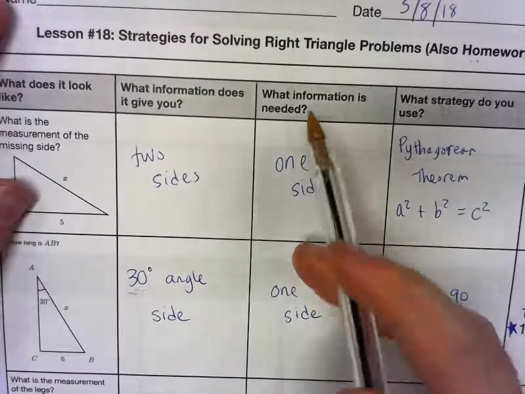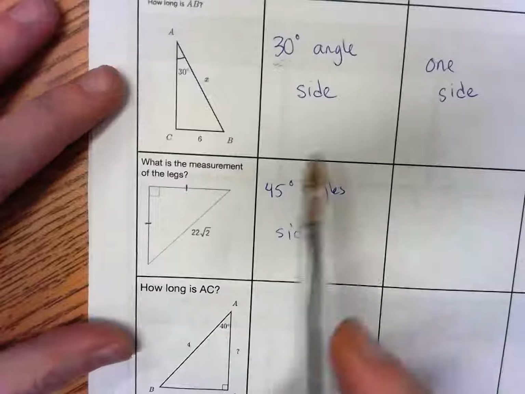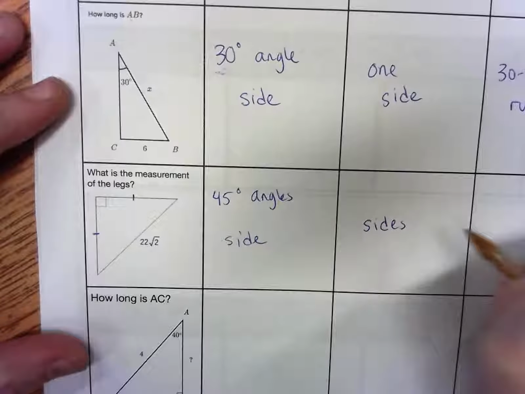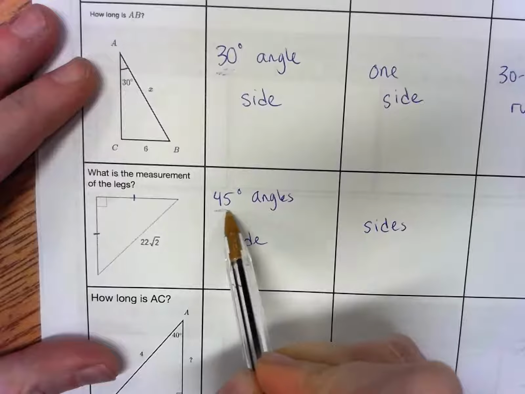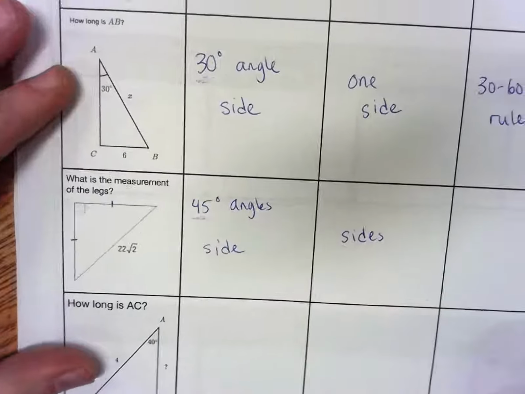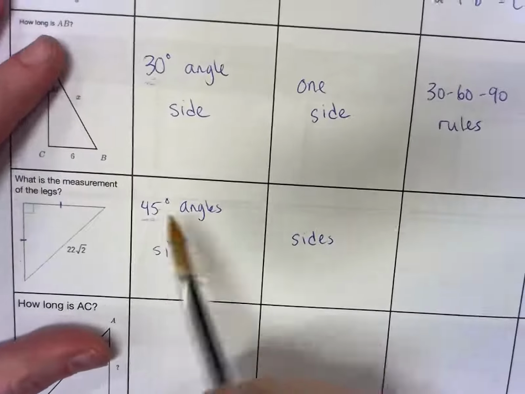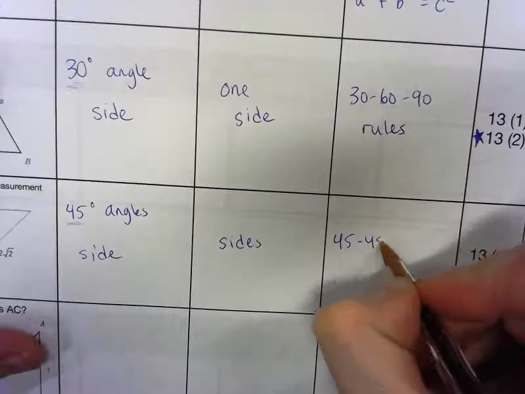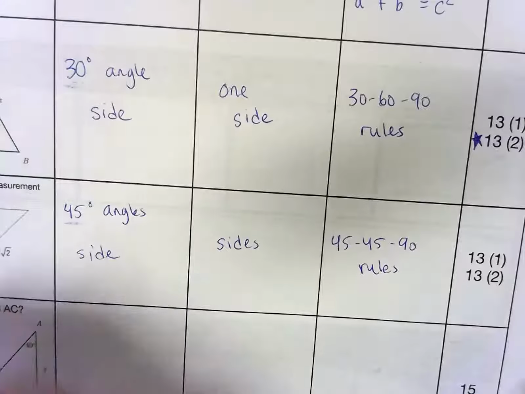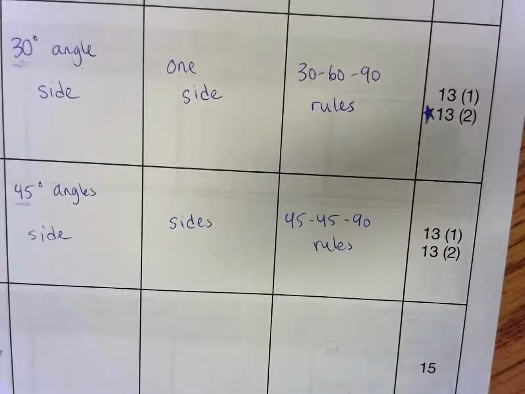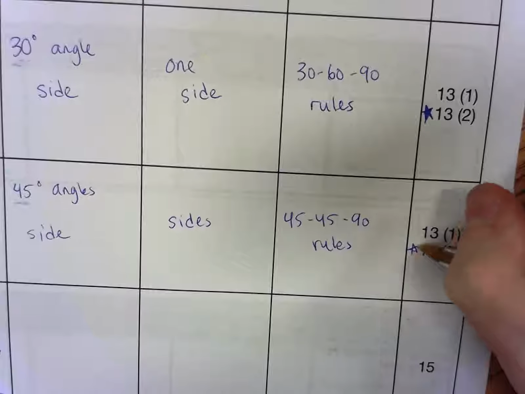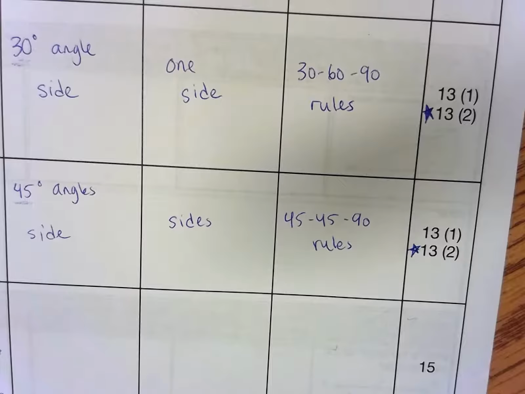So what information is needed? Well, it's asking for the measurement of the legs. Those are sides. So we can say it's asking for sides. Again, this number should make little alarm bells go off in your head. This is going to be a 45, 45, 90 triangle. So 45, 45, 90 rules is what we'll use to solve this type of triangle. Again, if you're lost or stuck or confused when you're solving these review problems, go to your notes. Like I said earlier, I would recommend 13 part 2 because that's going to have all of your steps.